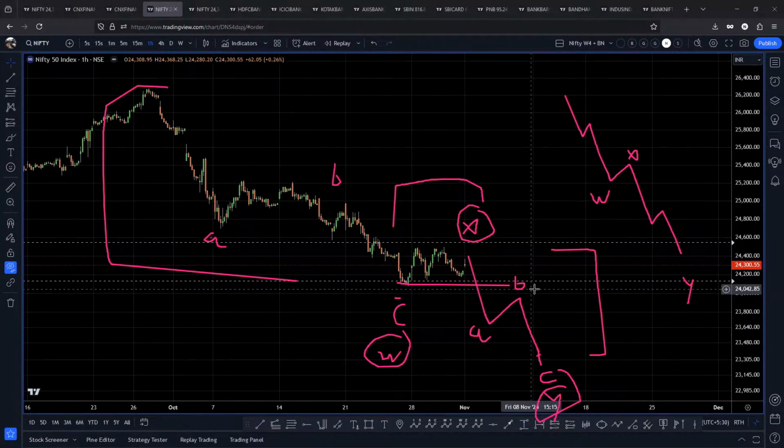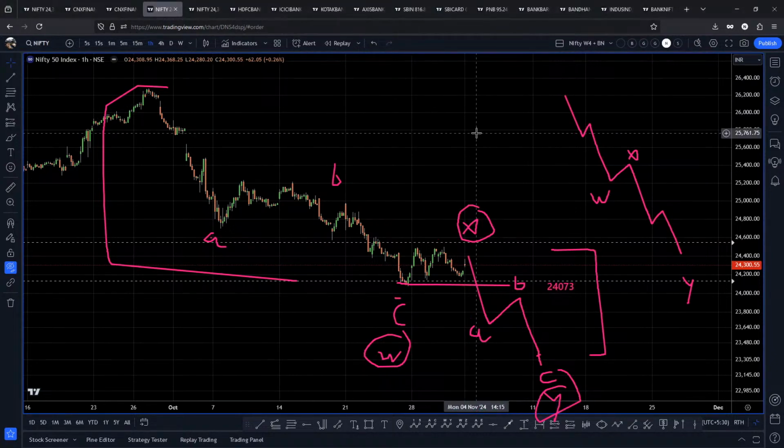Again, that goes without saying. We are looking for a break below 24073, which is the recent low. Unless we see a break below it, I am not very interested in shorting the index itself. Perhaps stocks, there are sectors which are weaker than others.